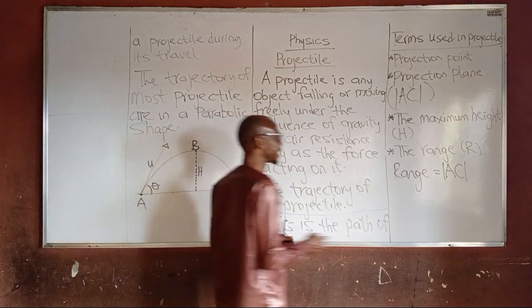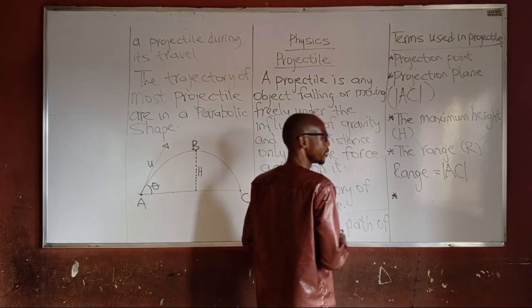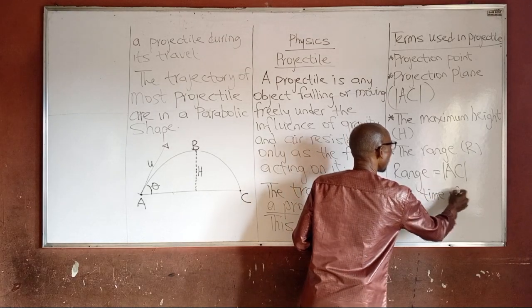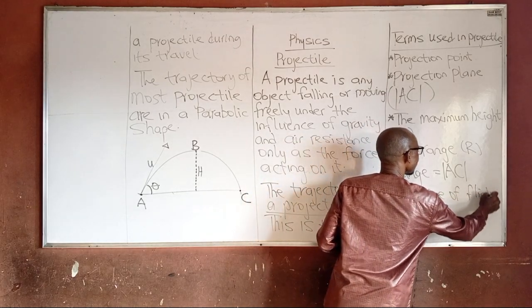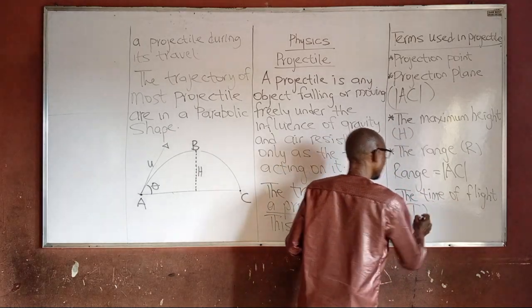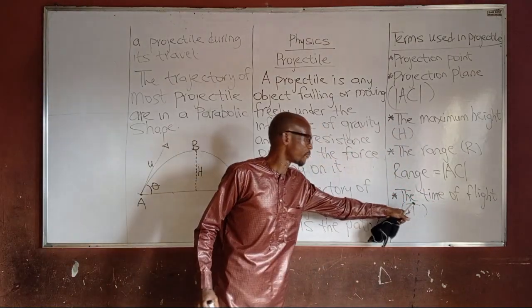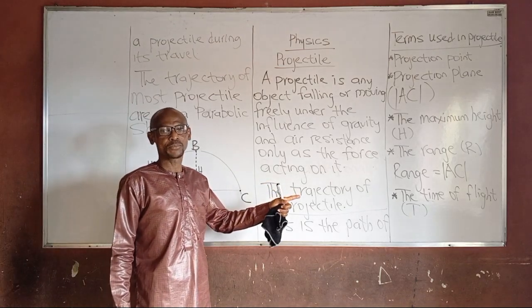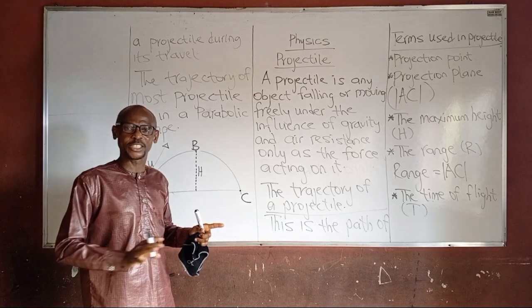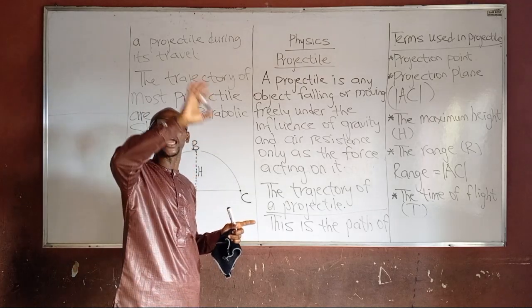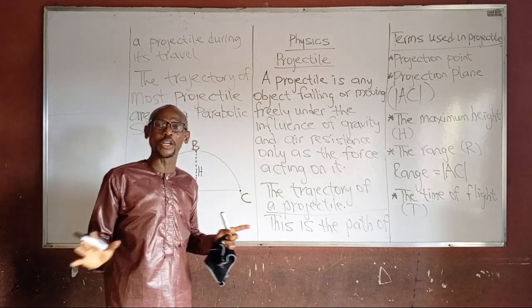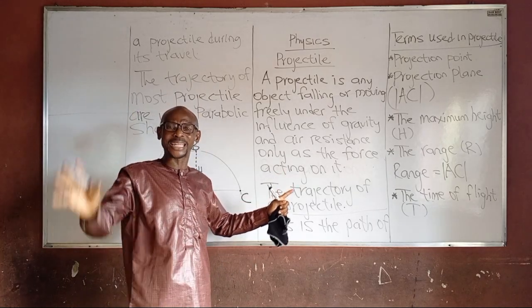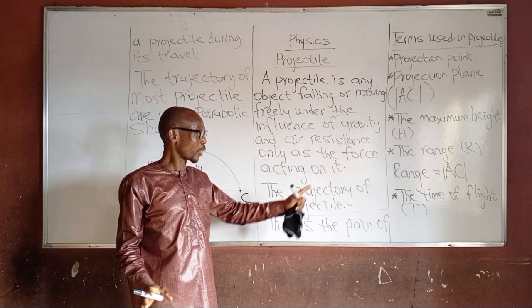Then we have to define another term called the time of flight. I want to use capital T to represent the time of flight. The time of flight is the total time taken by a projectile during its journey. We say that the total time taken by a projectile during its journey is referred to as the time of flight.